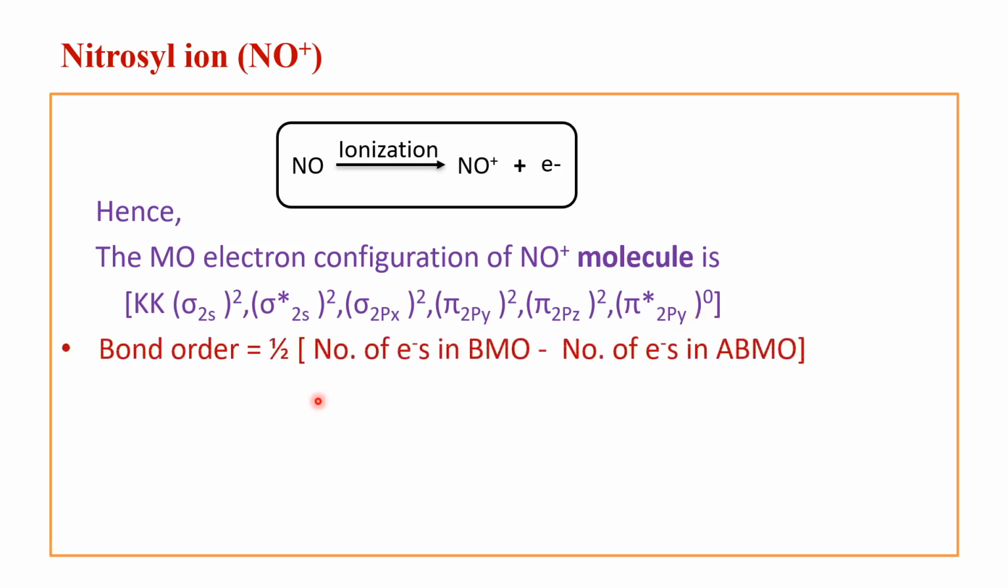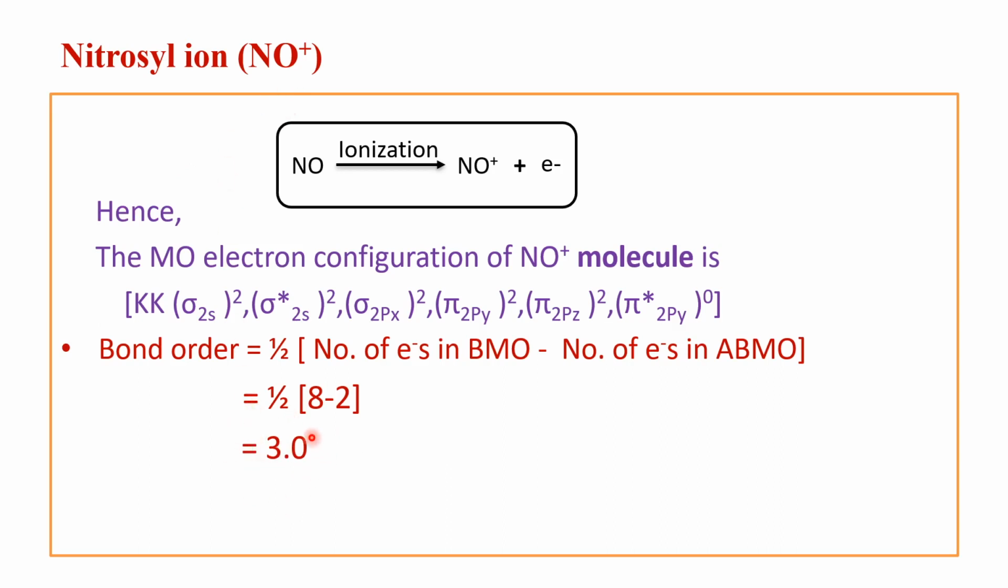So the bond order becomes 1/2 into number of electrons in BMO minus number of electrons in ABMO. So it becomes 1/2 into 8 minus 2. Why 2? Because one electron is removed. So it becomes 3. So the bond order of the nitrosyl ion is 3. That means there are 3 bonds between the nitrogen and the oxygen in the nitrosyl ion.